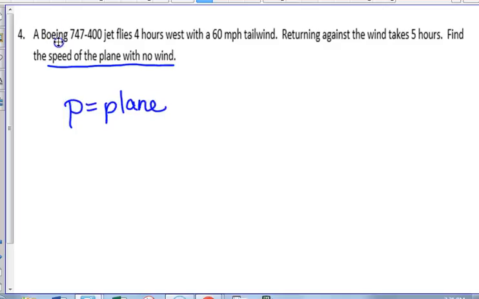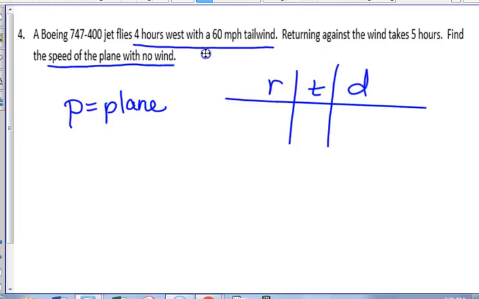See, it says 4 hours, 60 miles with the wind. So if we did rate, time, distance, it's going on the west and then returning, I guess it would be east. All right. On the trip west, it has a 60-mile-an-hour tailwind, so the rate is the plane's speed plus 60.